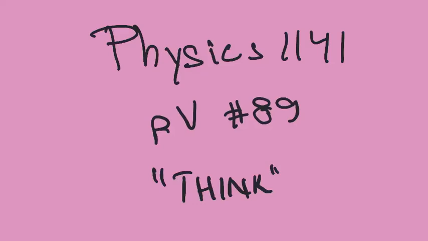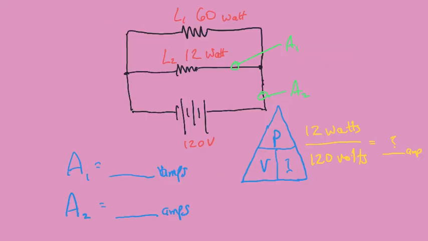Let's talk about problem 89 on page V. They don't have it labeled a think problem, but it definitely is. We have 7 pages to this solution. The first thing that we are asked to solve for is what is the current at A1.